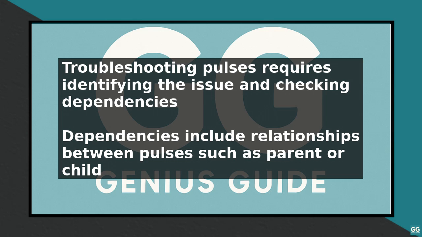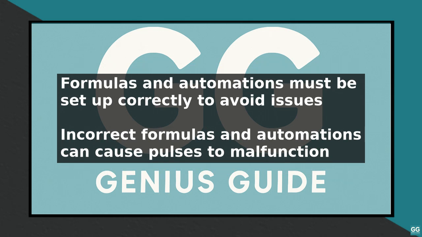To start troubleshooting pulses, first identify the issue you are experiencing. Is the pulse not updating? Or is it not displaying the correct information? Once you have identified the issue, check the pulse's dependencies. Dependencies are the relationships between pulses, such as which pulse is the parent or child of another. Make sure that the dependencies are set up correctly and that there are no circular dependencies.